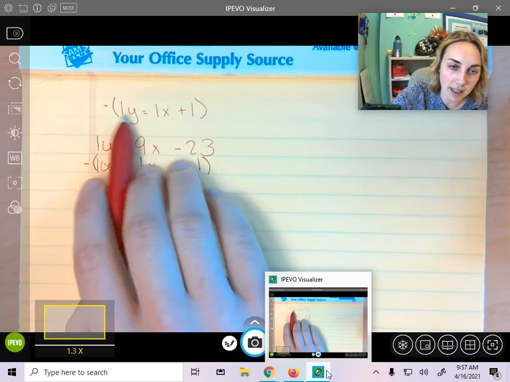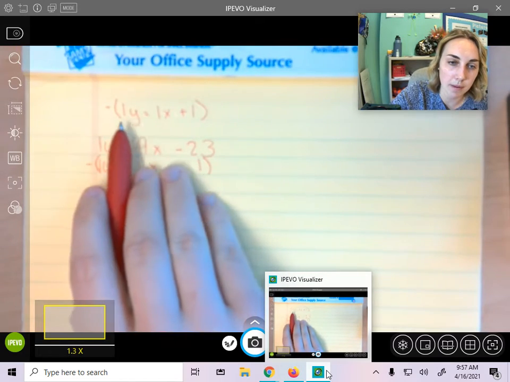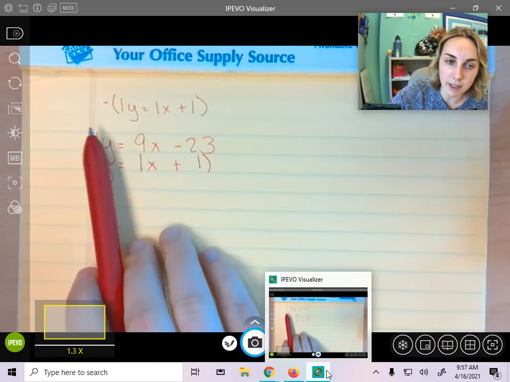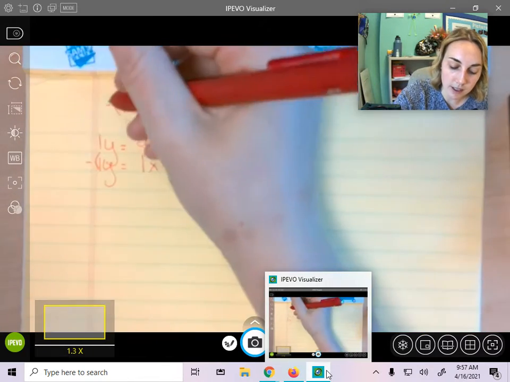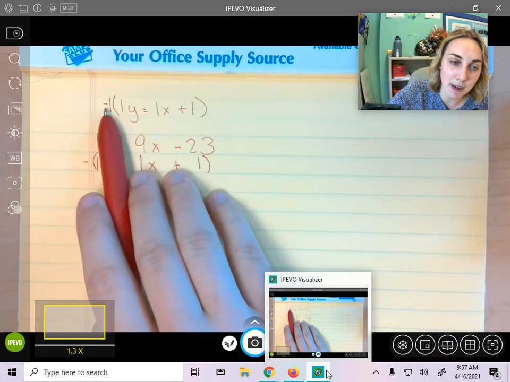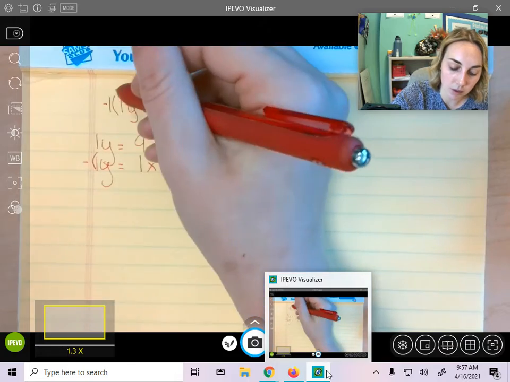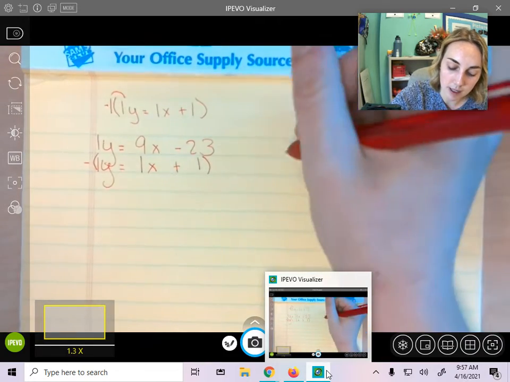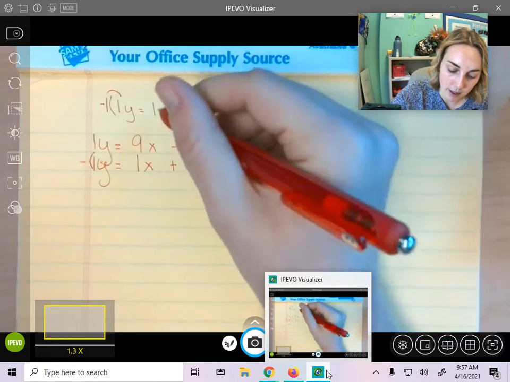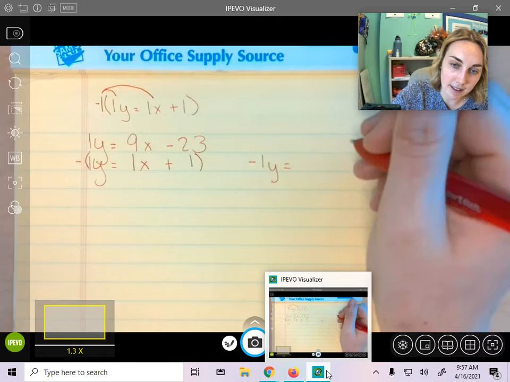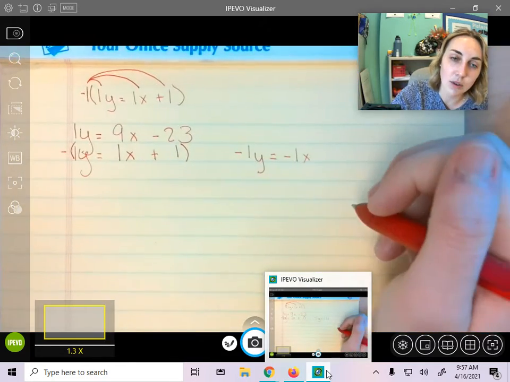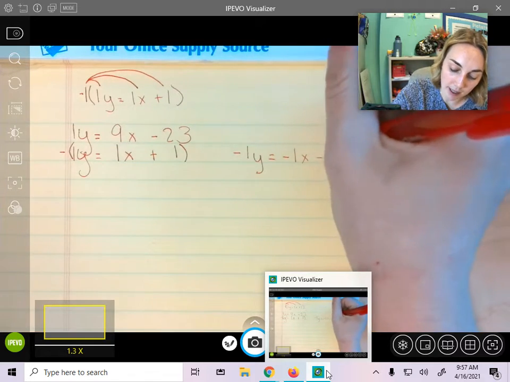I have -1 and then I put this in parentheses. So if y'all remember from a couple of weeks ago, we can use the distributive property here. So if this is a -1, I'm going to multiply all of the numbers inside of the parentheses by this -1. So -1 times 1y is going to give me -1y. -1 times 1x is going to give me -1x. And then -1 times 1 is going to give me -1.